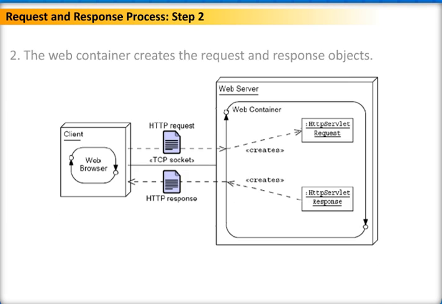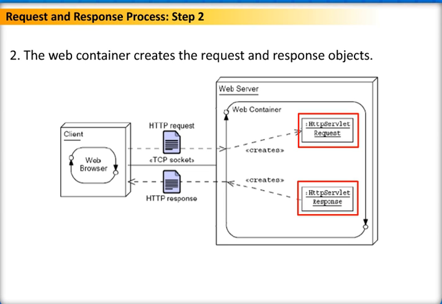In the second step, the web container creates an object that encapsulates the data in the request and response streams. As shown in the figure, the web container will create a request object by passing the HTTP request stream data on the input stream of the socket, and a response object that will generate the HTTP response stream on the output stream of the socket.